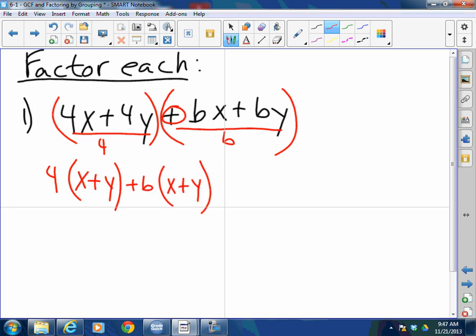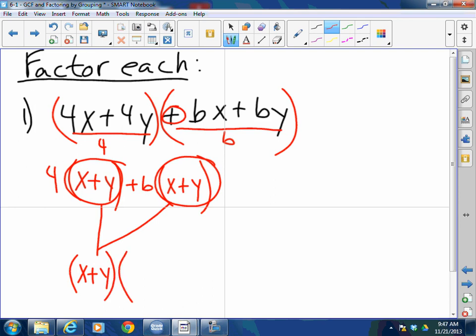And now, here's the key. I got an x plus y in this term and an x plus y in that term. So I can pull out 1x plus y. And I have a leftover of b plus 4. Does that make sense?